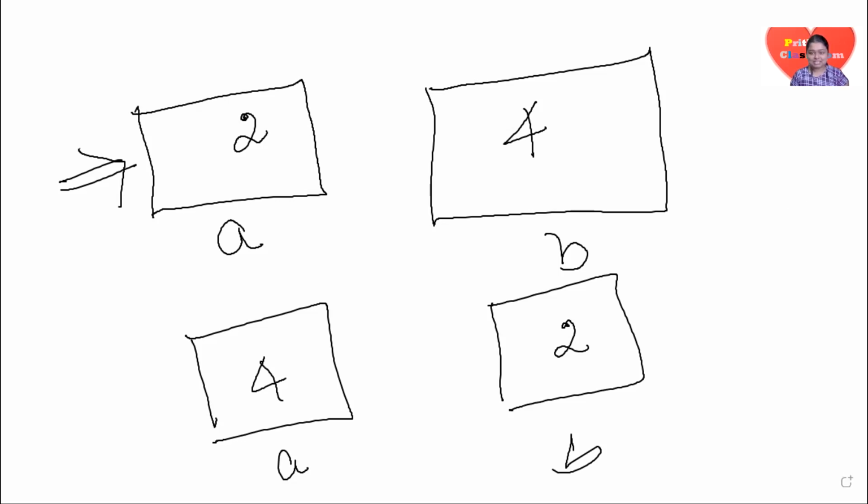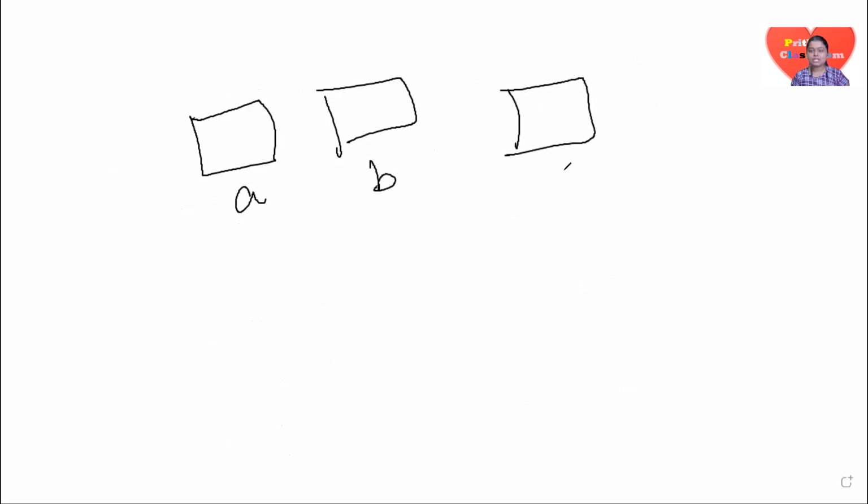Okay, so let me explain. There are so many logics available. If you have your own logic, you can apply it, right? But here we are going to use a very simple logic. A, B, and I'm just going to create a new box or new variable called C.